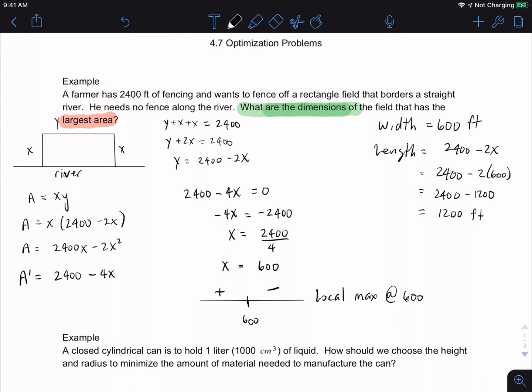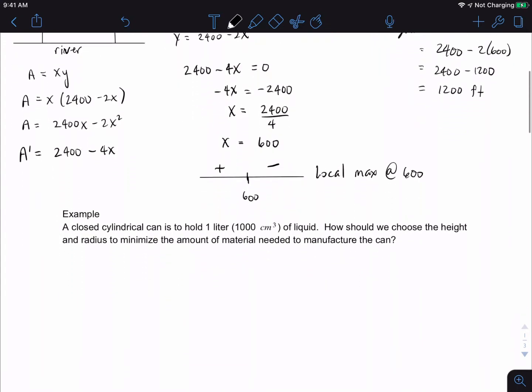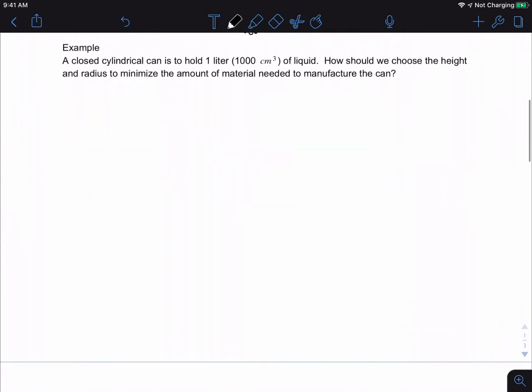Okay, so let's look at the next problem. This is a closed cylindrical can. And a closed cylindrical can is like a soda can, right? So we have this soda can that we're going to go after. And let's see what the problem says.